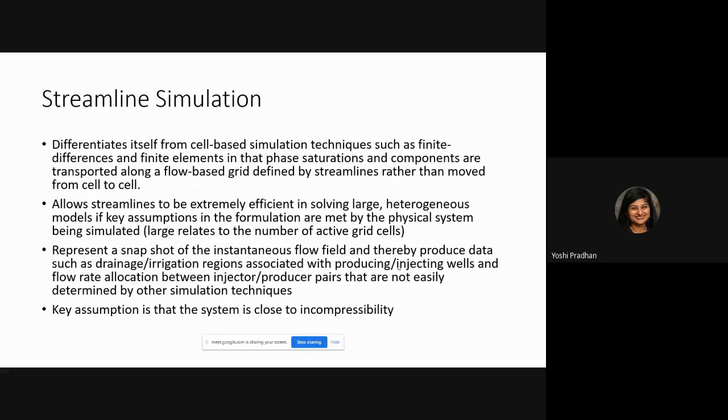Large relates to the number of active grid cells. It represents a snapshot of the instantaneous flow field and thereby produces data such as drainage and irrigation regions associated with producing and injection wells, and flow rate allocation between injector-producer pairs that are not easily determined by other simulation techniques. And the key assumption is that the system is close to incompressibility.